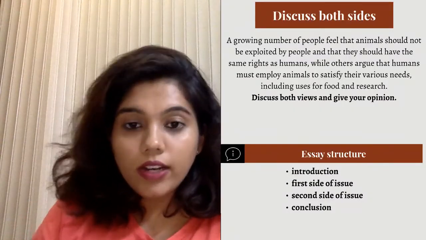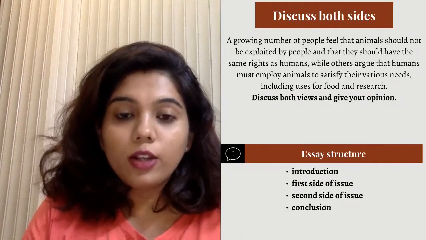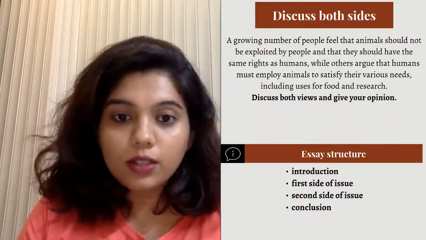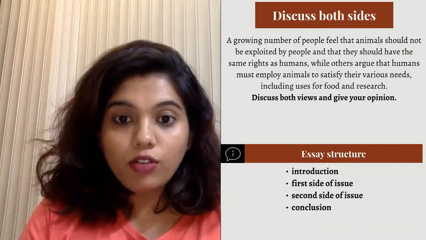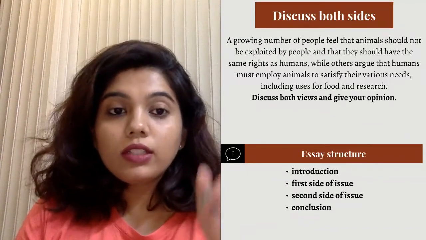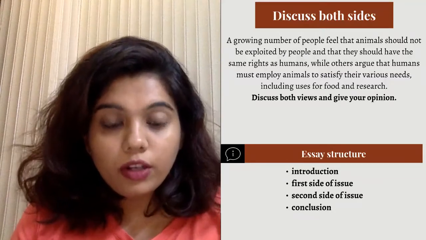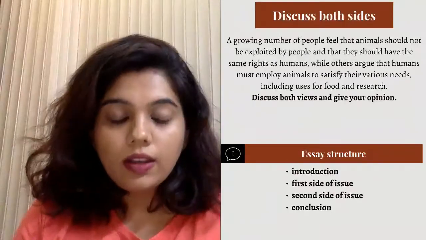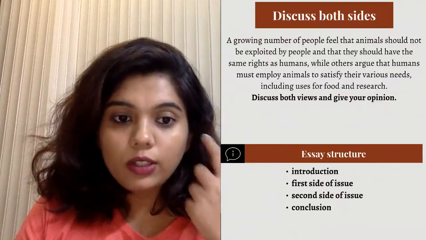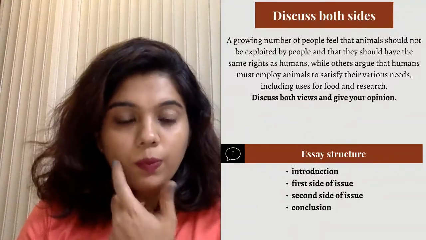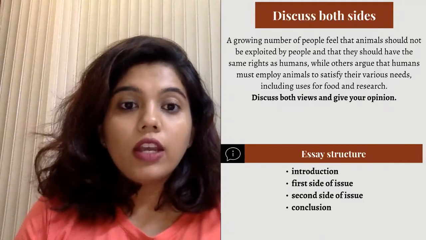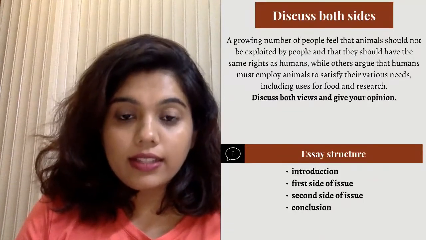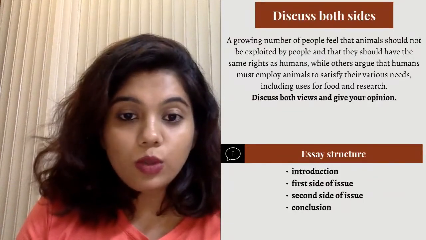So when you start writing this essay, you again in your introduction will paraphrase this question and give your opinion also, give an idea of your opinion. And do remember, this question is asking you for your opinion, so you must have an opinion. After your introduction, you take up the first side of the issue. That is, maybe you can start by talking about whether animals should have rights as same rights as humans.